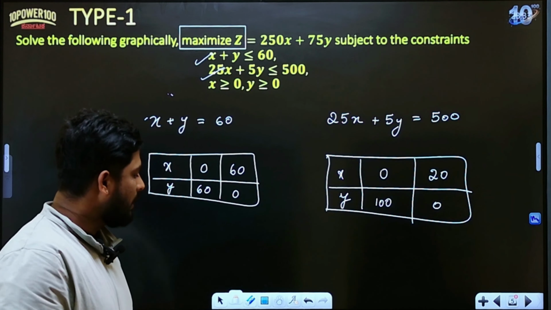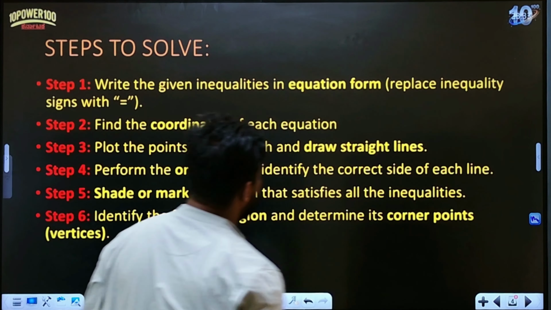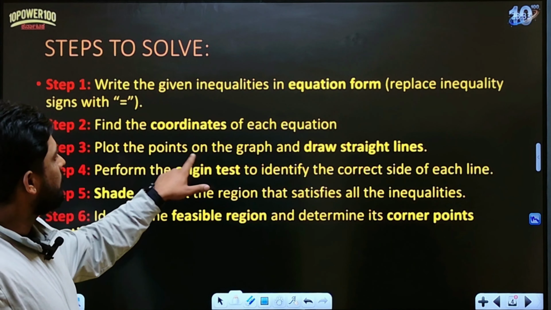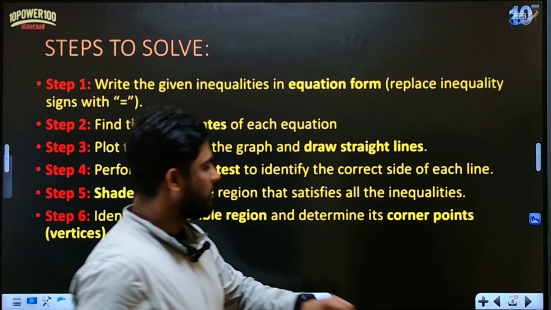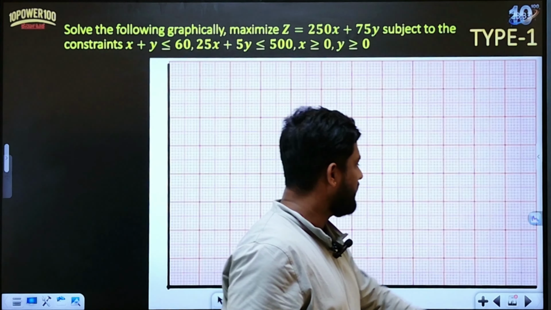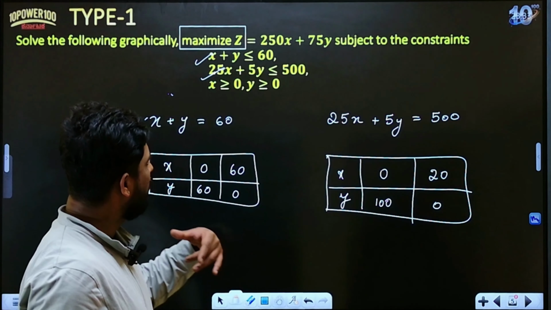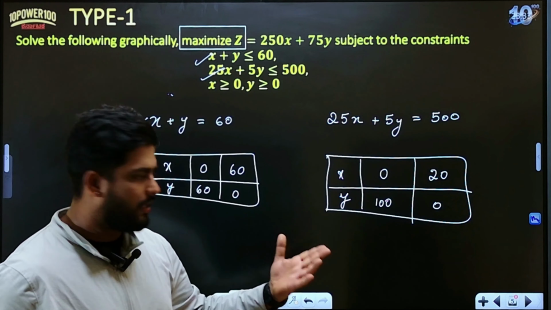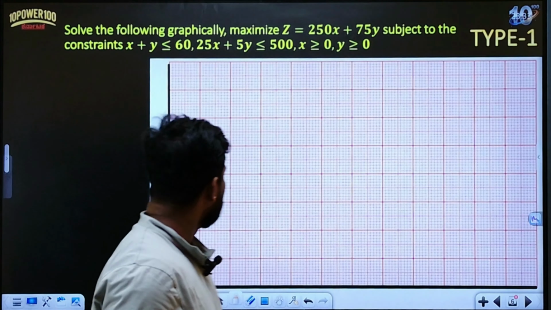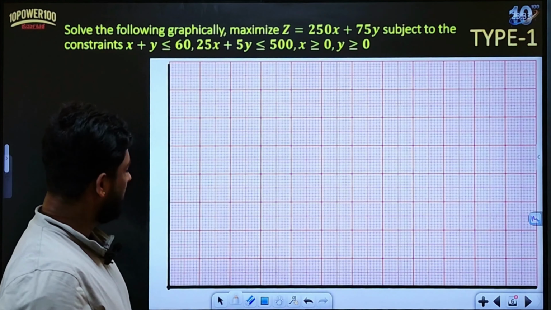After finding the coordinates, what is the step? Go for the plotting. In the graph sheet we have to plot these points. Here the graph is ready. Look at the coordinate points: here it is 60, 60, here 100, 20. So let's go for a scale of 20 or else 10. We have to write the scale, so let's write the scale here.